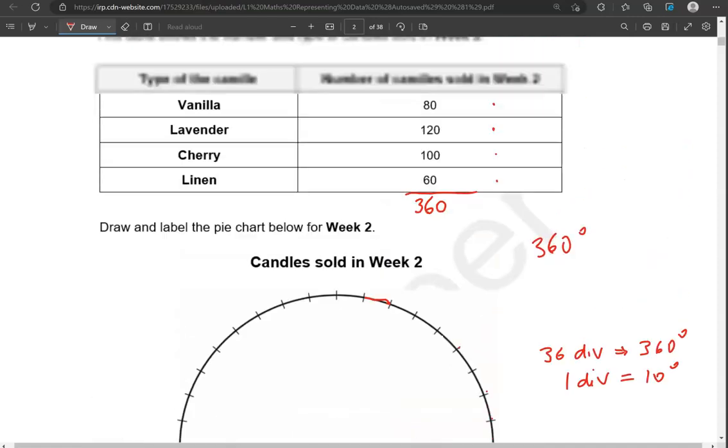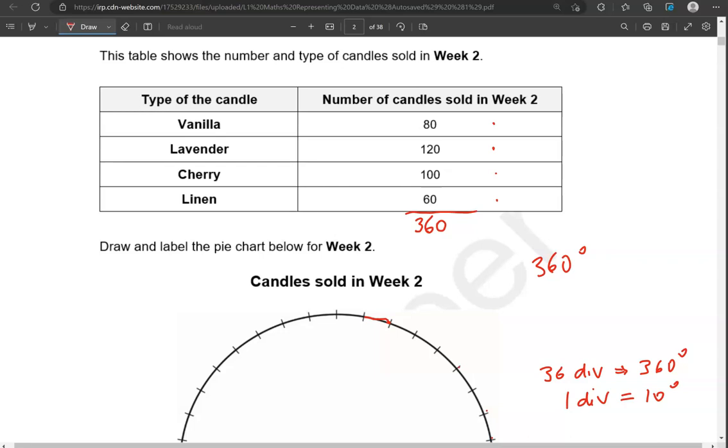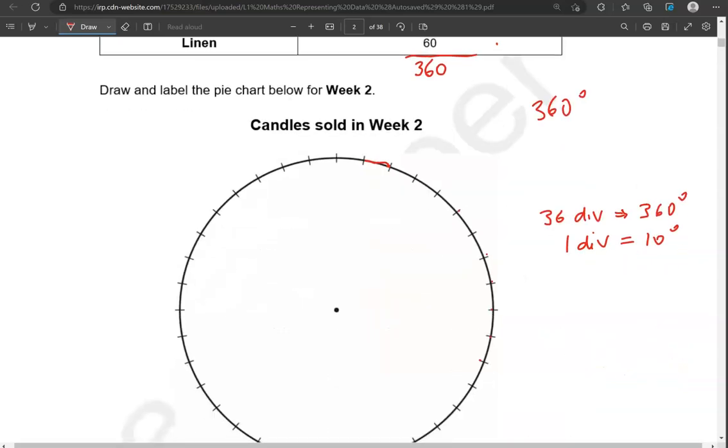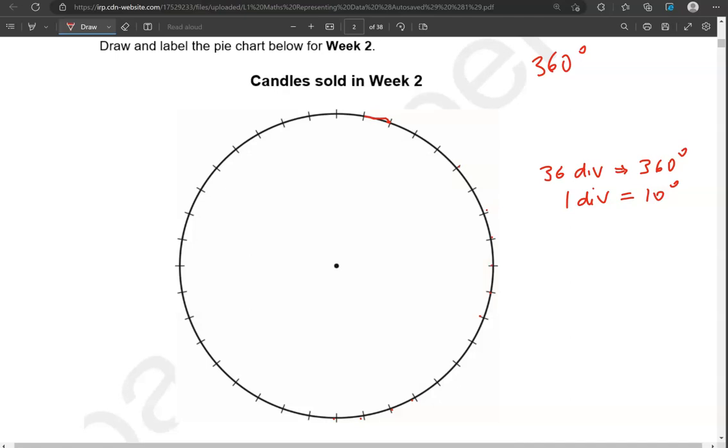Let's start by representing the vanilla candles. So 80 degrees. So we're looking for 8 divisions. We're going to start with this point. So always start with north, and we're going to go 1, 2, 3, 4, 5, 6, 7, 8. I'll label this as vanilla.